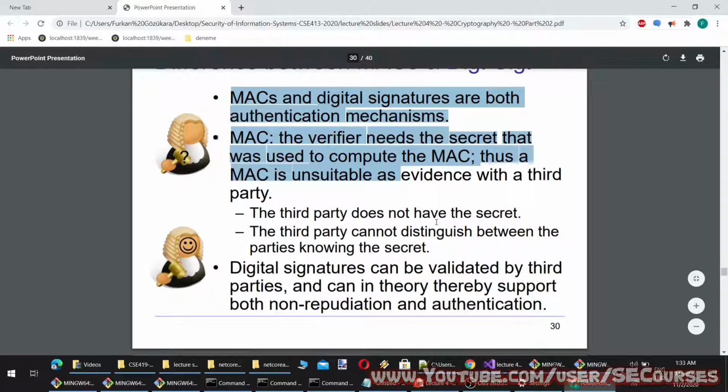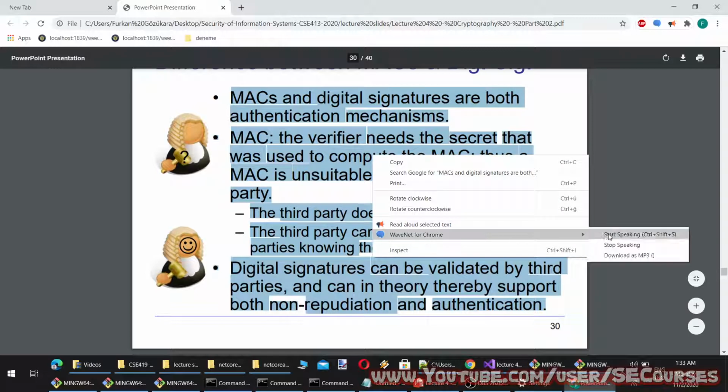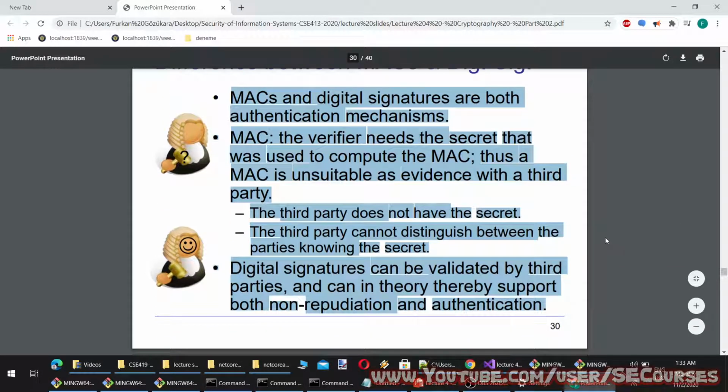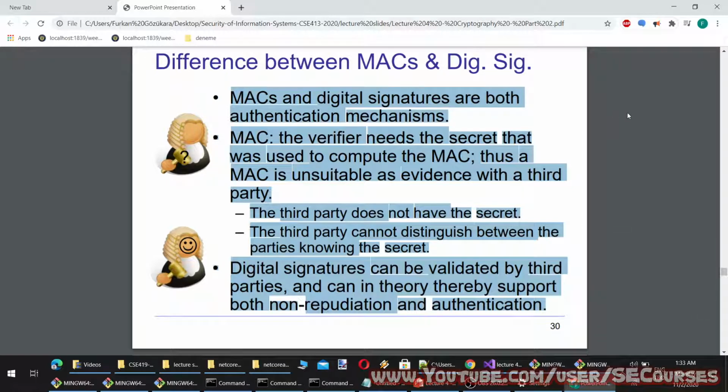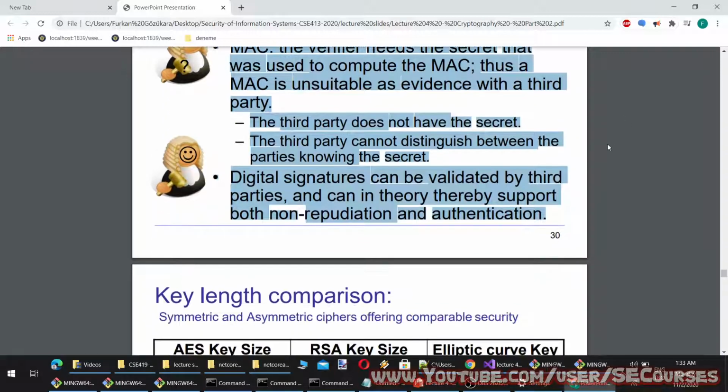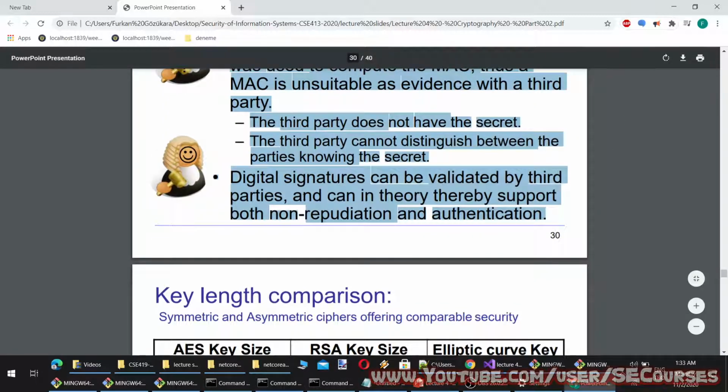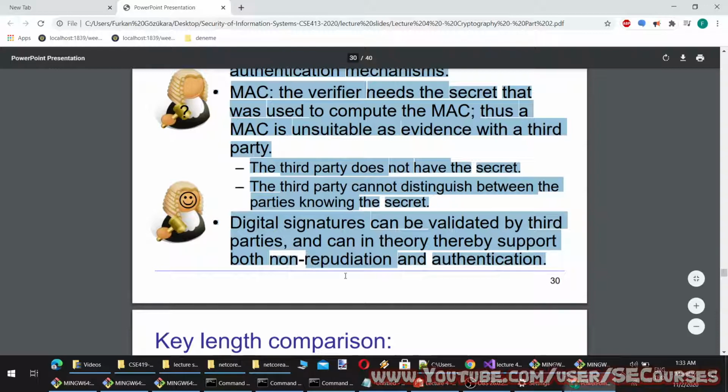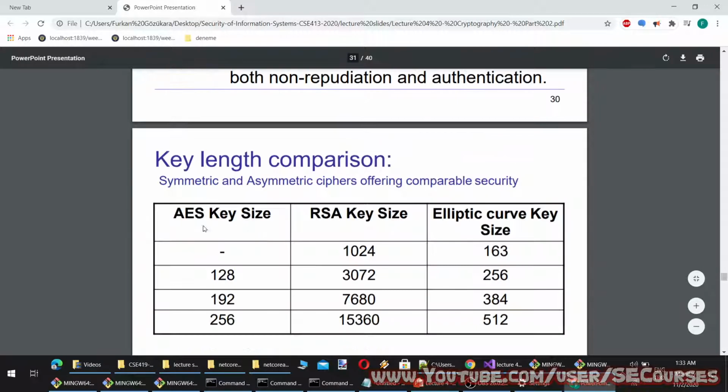Difference between MACs and DIG, SIG. MACs and digital signatures are both authentication mechanisms. With a MAC, the verifier needs the secret that was used to compute the MAC, thus a MAC is unsuitable as evidence with a third party. The third party does not have the secret. The third party cannot distinguish between the parties knowing the secret. Digital signatures can be validated by third parties, and can in theory thereby support both non-repudiation and authentication.